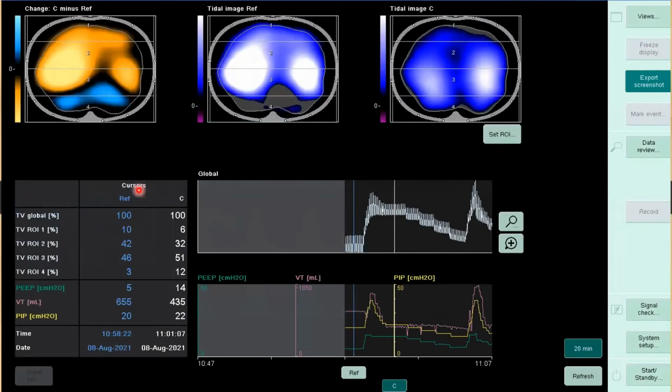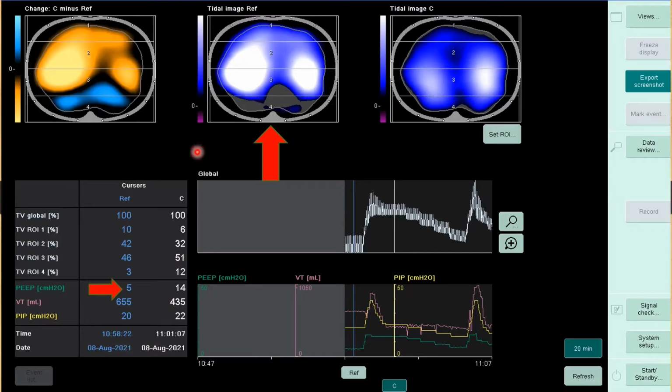Here we're looking at the end inspiratory trends. For this specific example, we see over here, this is a PEEP of 5. And you're going to have all of the information over here, the percentages of distribution of ventilation, as well as the parameters set on the ventilator and the time, so that you can know where you're going.